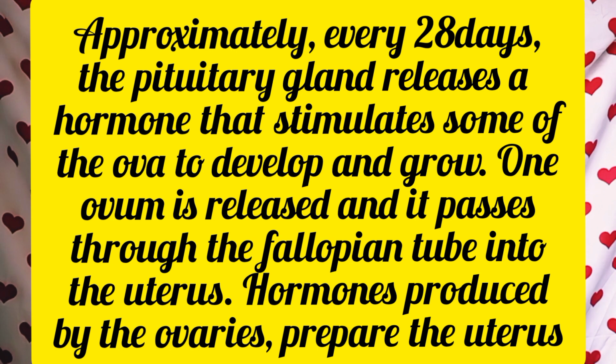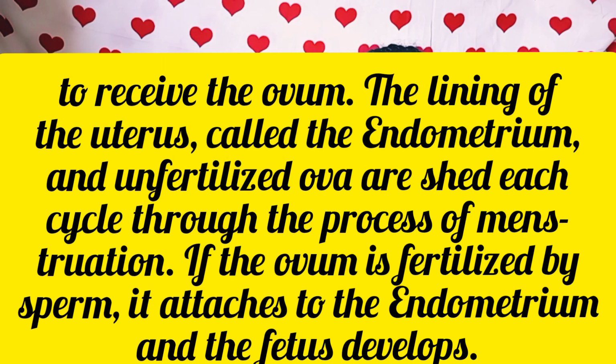Approximately every 28 days, the pituitary gland releases a hormone that stimulates some of the ova to develop and grow. One ovum is released and it passes through the fallopian tube into the uterus. Hormones produced by the ovaries prepare the uterus to receive the ovum. The lining of the uterus, called the endometrium, and the unfertilized ova are shed each cycle through the process of menstruation. If the ovum is fertilized by sperm, it attaches to the endometrium and the fetus develops.